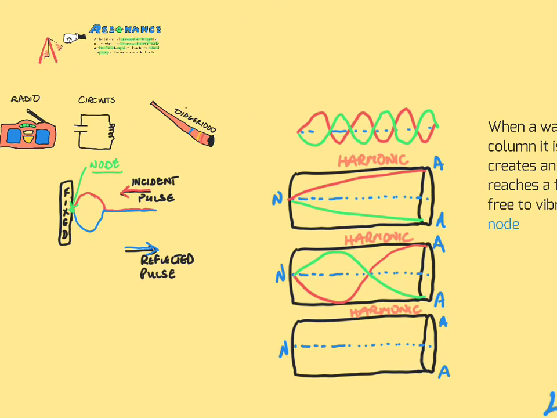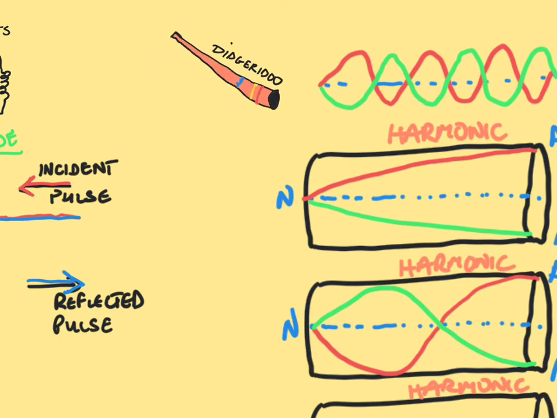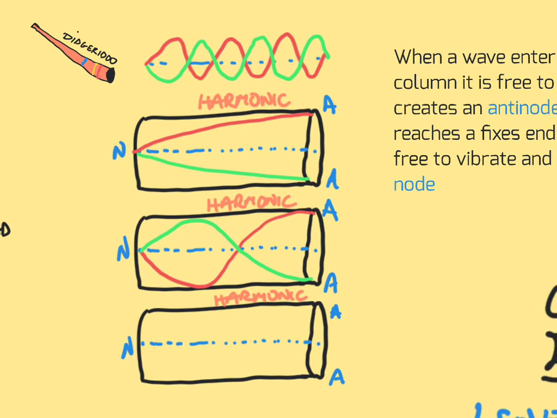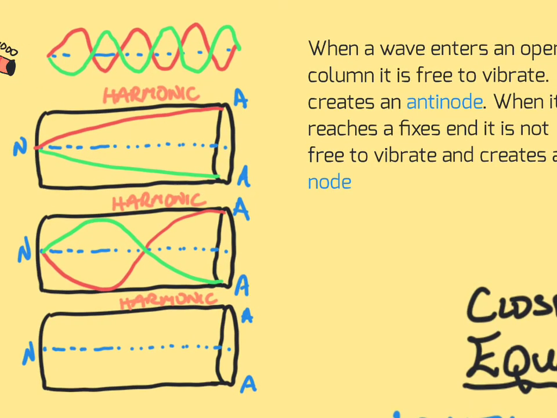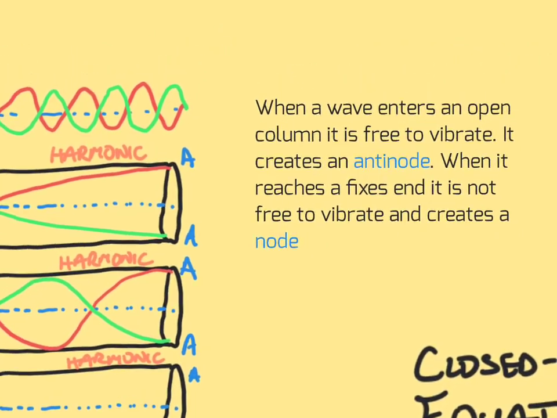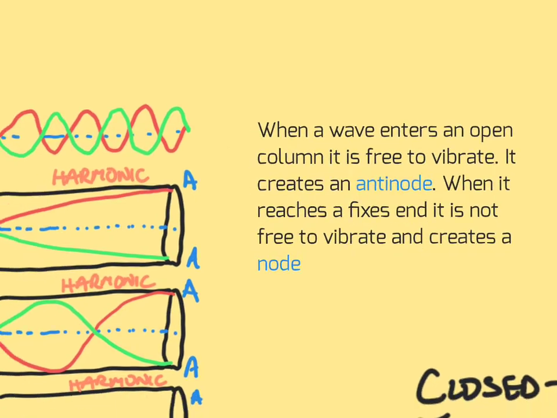So why is this important? Well, we can bring our learning of the didgeridoo and our knowledge of this when we look at these harmonics and as it relates to musical instruments. So what are we talking about here? Well, when a wave enters an open column, it is free to vibrate. It creates an antinode. When those air molecules reach a fixed end, it's not free to vibrate, and therefore it creates what we call a node.